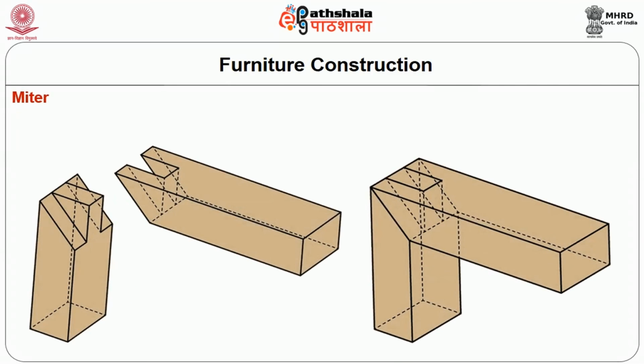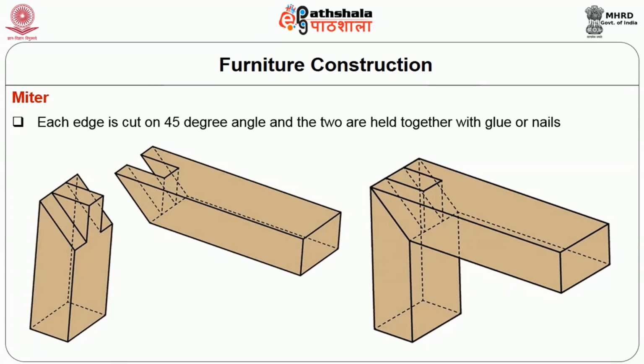The next important joint used to make furniture is the miter. As you can observe in the figure in the PowerPoint, square corners are often mitered. Each angle is cut at a 45-degree angle and the two are held together with glue or nails.